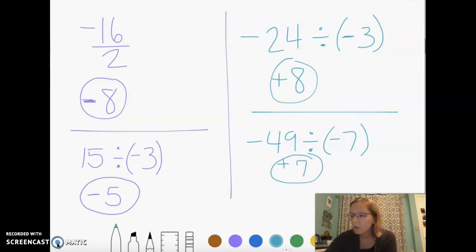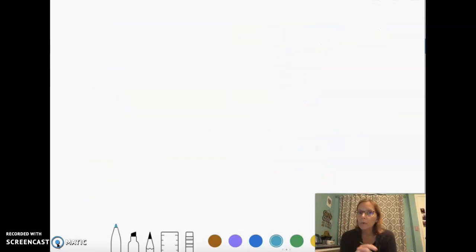All right, I want to show you one more thing because sometimes when we are multiplying integers, we have more than just two numbers. So I'm going to show you what that looks like, and then our secondary rules are going to come into play. Odd number of negative signs, it's going to be a negative answer. An even number of negative signs is going to be a positive answer.